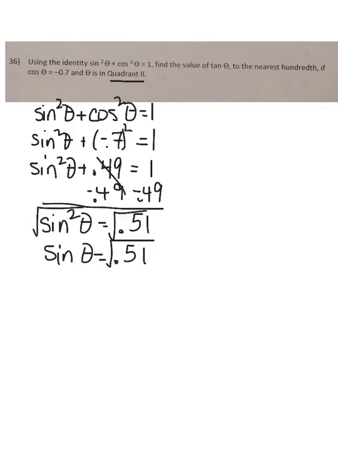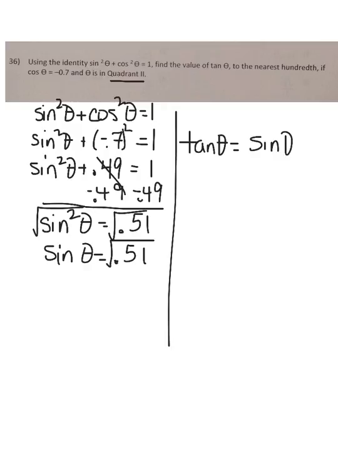But the other reason why this is similar to the first number 36 is the fact that it's asking for tangent. So remember, tangent is the sine value over the cosine value. Right? So let me write that over here. So tan theta is equal to sine over cosine.